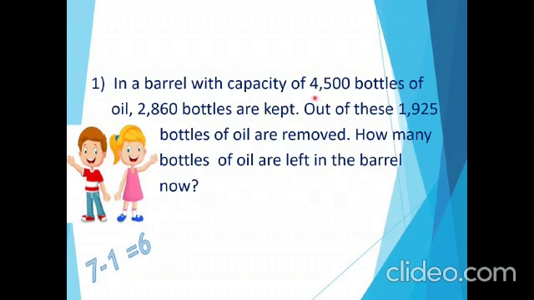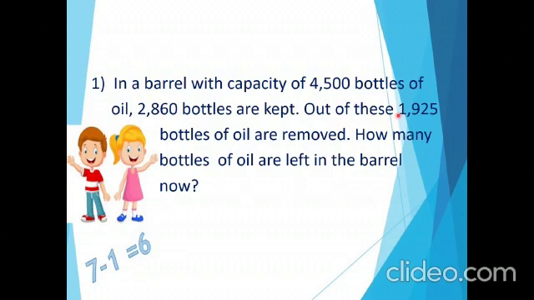And the second step is we have to note down the information that is needed to solve the problem. In this problem, we have three pieces of information: 4,500, that is the capacity of the barrel. Capacity means the barrel can hold 4,500 bottles. But now the barrel has 2,860 bottles. Out of these 2,860, 1,925 bottles are removed. These are the three pieces of information we have in this problem.